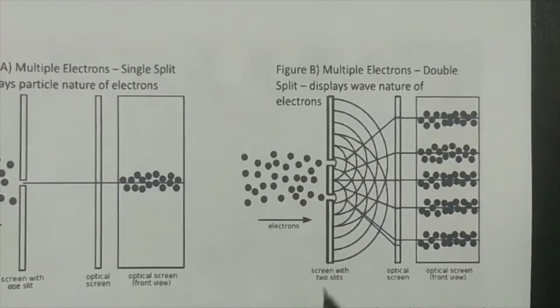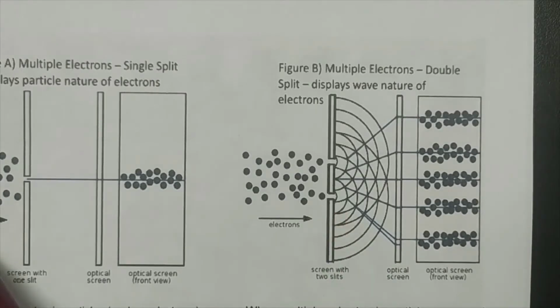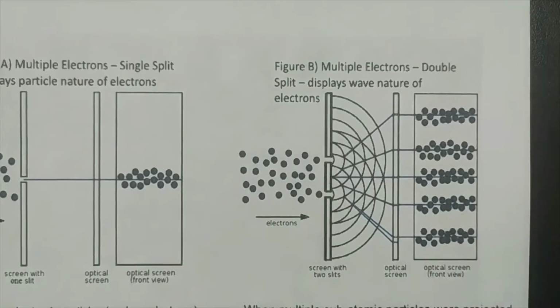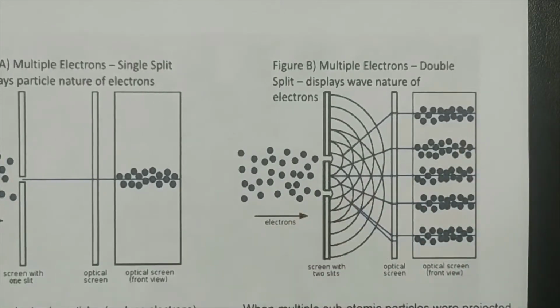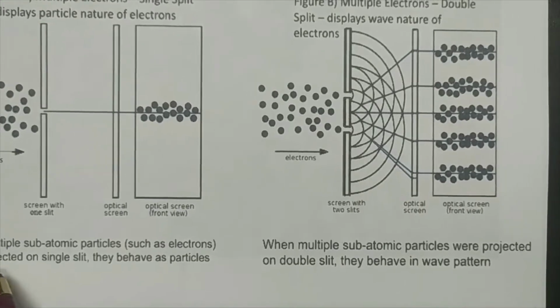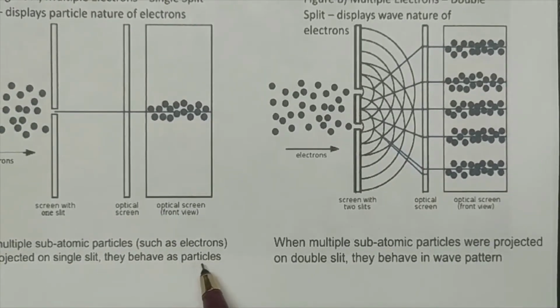When we do a single slit experiment, this is entirely displaying the particle nature of the electron. But when we have two slits and project electrons on them, what I'm getting is the same pattern which we get in the case of wave behavior. So in the double slit experiment, the electrons are behaving as a wave. When multiple subatomic particles such as electrons are projected on a double slit, they behave in a wave pattern, and when projected on a single slit, they behave as particles.